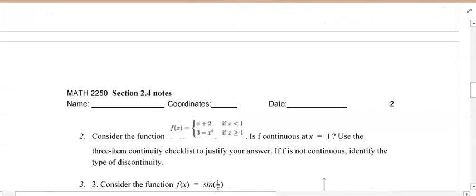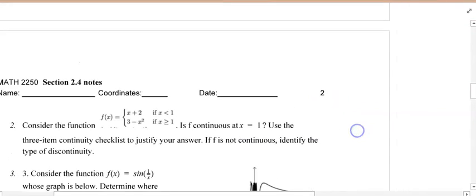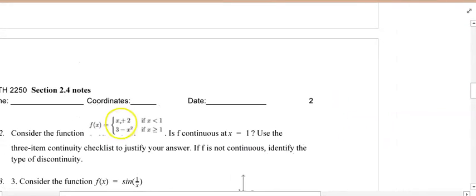Sometimes you may be given a function written out to find whether or not the function is continuous. Okay, so number 2, consider the function f of x is equal to x plus 2 if x is less than 1, and 3 minus x squared if x is greater than or equal to 1, sorry. Is f continuous at x equals 1? Use a 3-item checklist again at x equals 1.